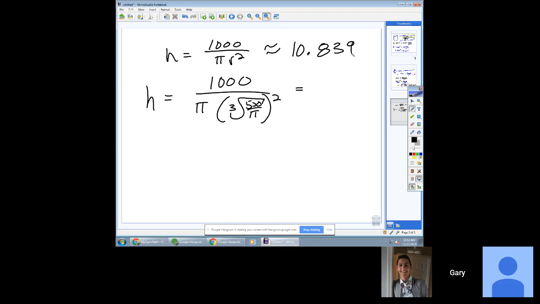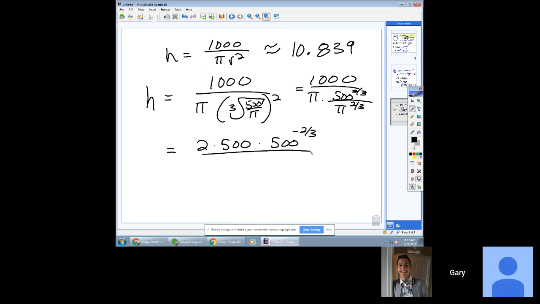8385, okay. So I just want to double check here with the exact answer. That would be 1,000 over pi to the power 2/3, so I'd have 500 to the power 2/3 divided by pi to the power 2/3. Bringing together like factors, 1,000 is really 2 times 500, and the other 500 I can consider to be 500 to the negative 2/3. Down below, I'm going to leave the pi's for now. That would be pi to the power 1 minus 2/3.